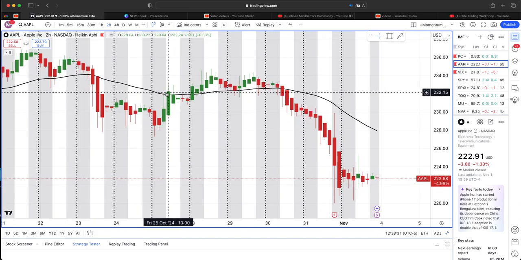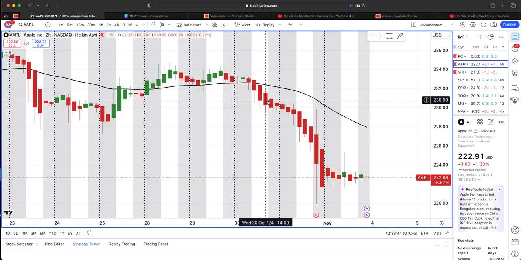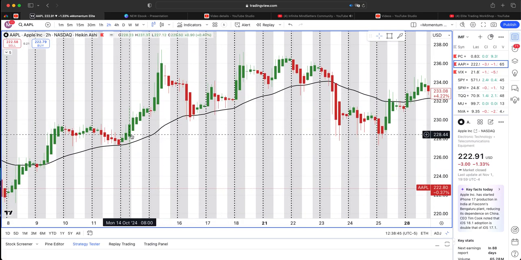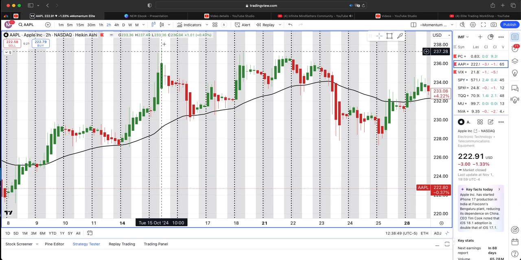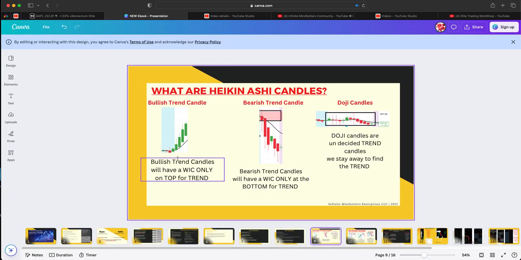When it's going sideways, like this, in later videos, in the elite videos, we're going to teach you how to avoid this and focus on the Heikin Ashi candle trend, either going down for puts or the Heikin Ashi trend going up for calls. So your Heikin Ashi candles are going to be your everything.